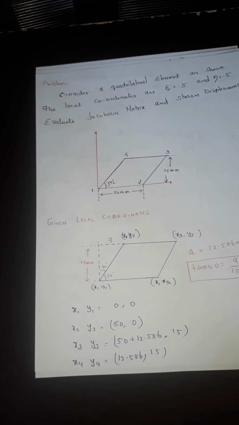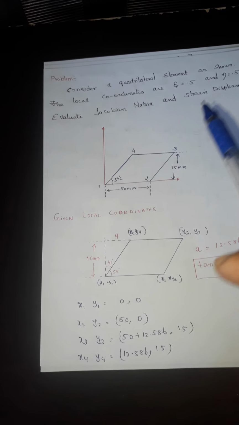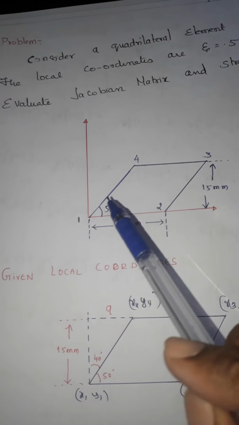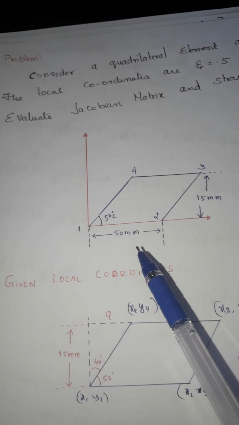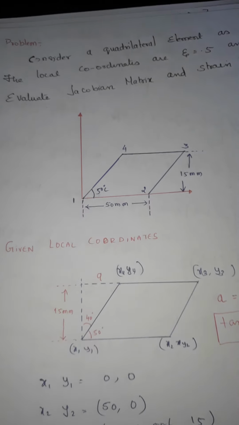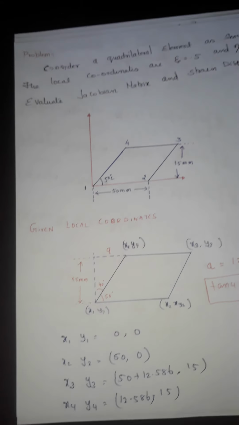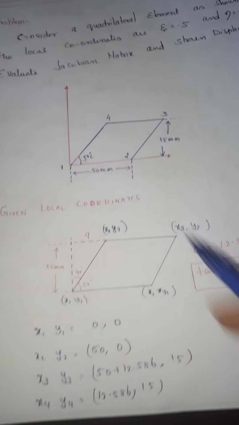The local coordinates of this element are eta equal to 0.5 and epsilon equal to 0.5, and this edge is inclined at 50 degrees. This is 50 mm and this is 15 mm. Now we have to find out the coordinates of this point.